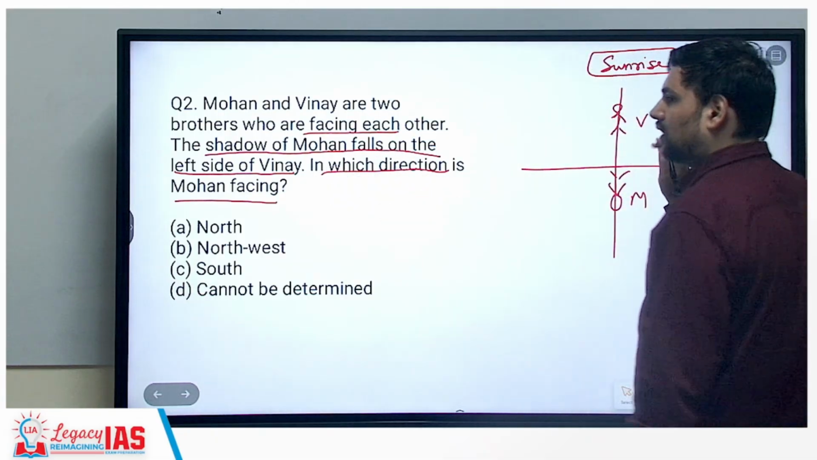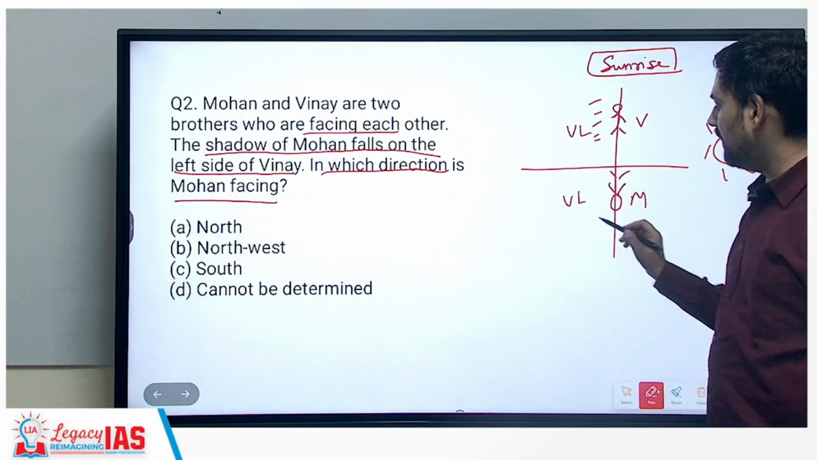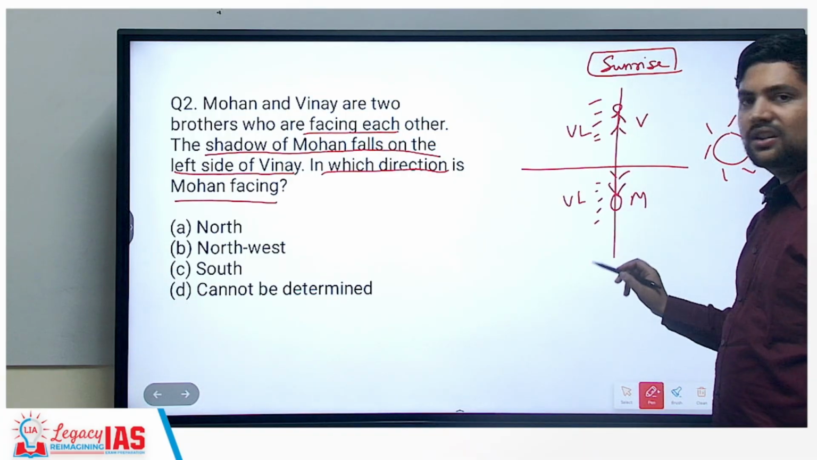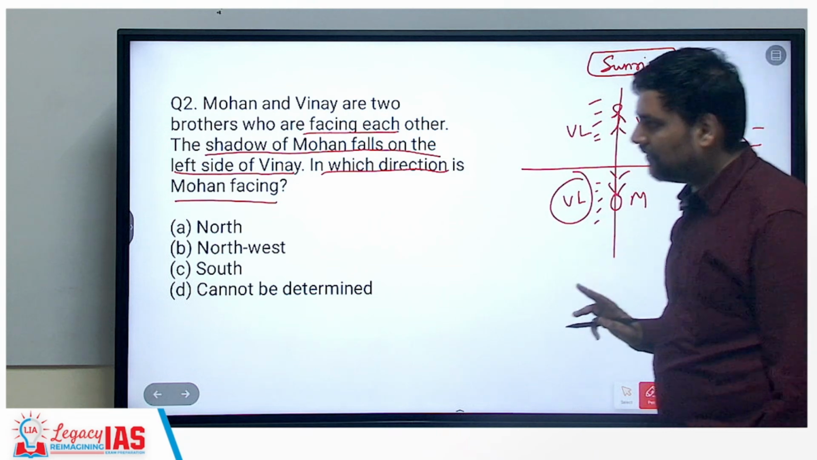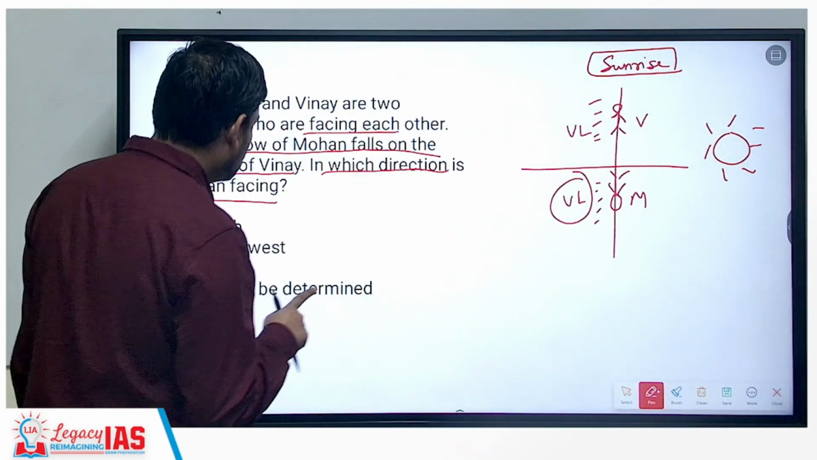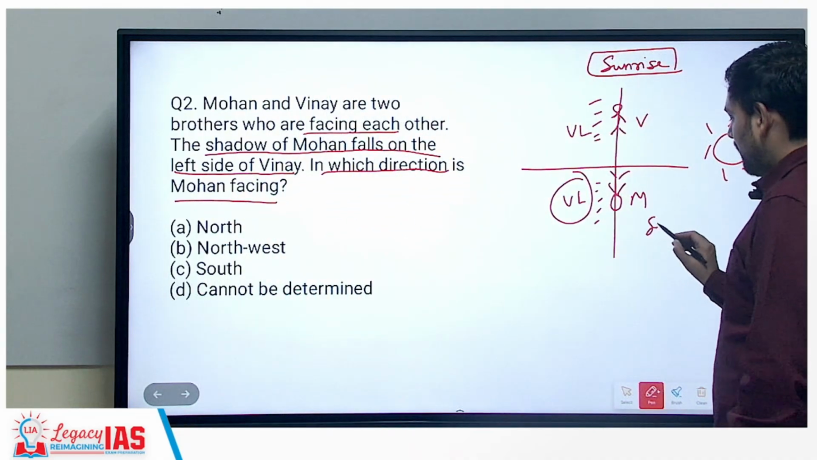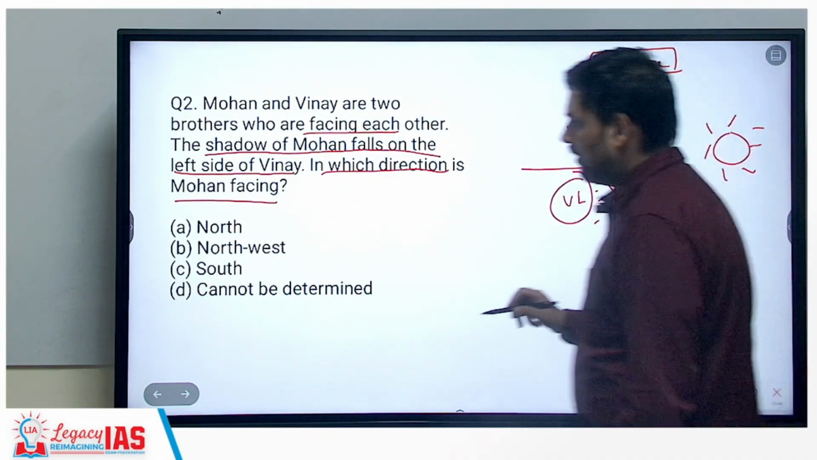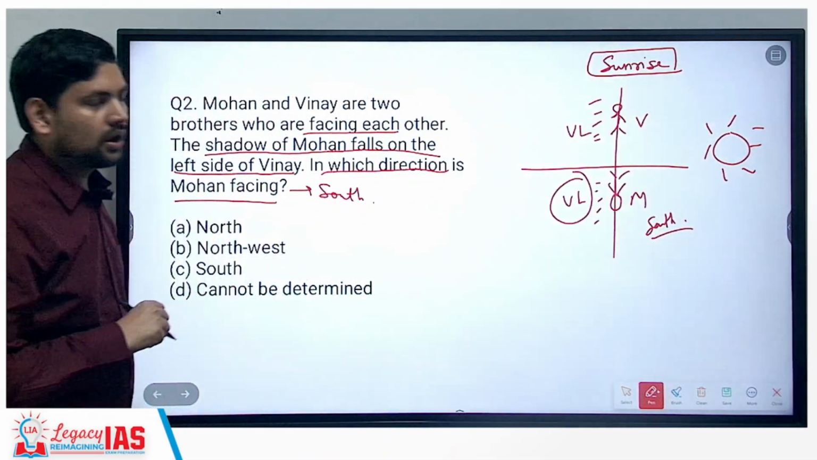So if Vinay is going north, this is his left side. This is Vinay's left. And Mohan's shadow will also form in this region, that is on Vinay's left. So this holds everything true. Now, according to this, in which direction is Mohan facing? Mohan is facing south direction. So according to this, the answer should be south.